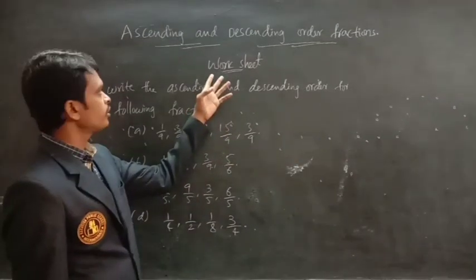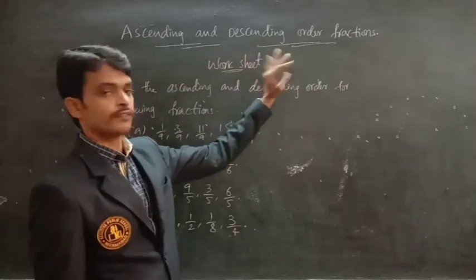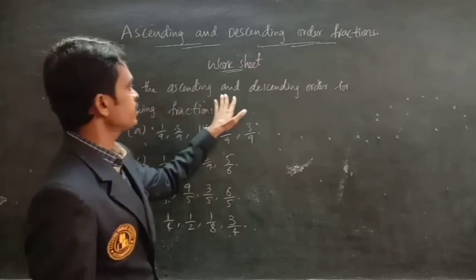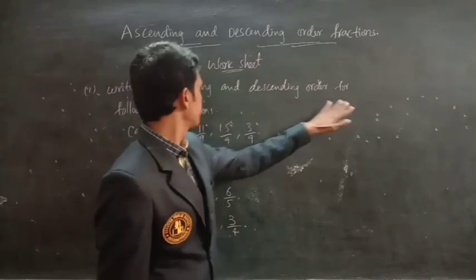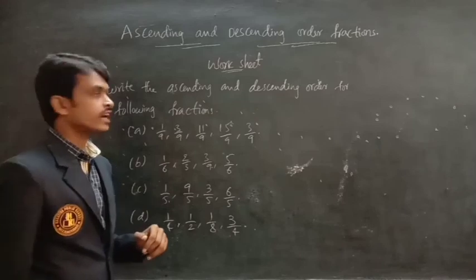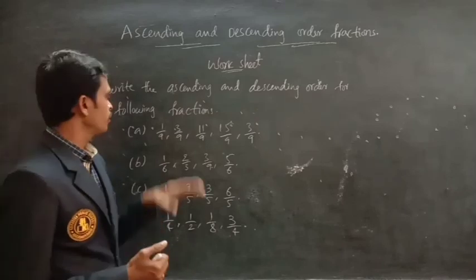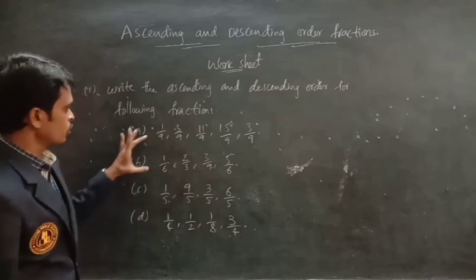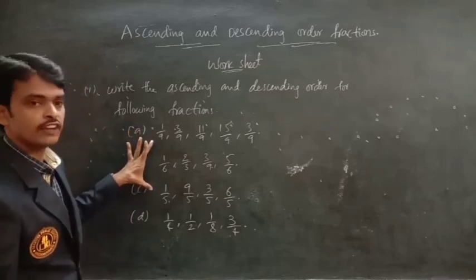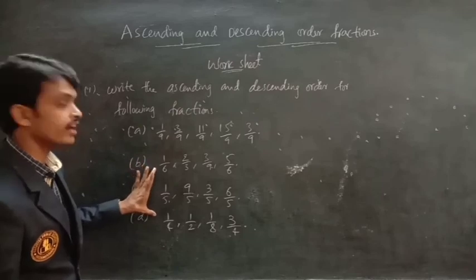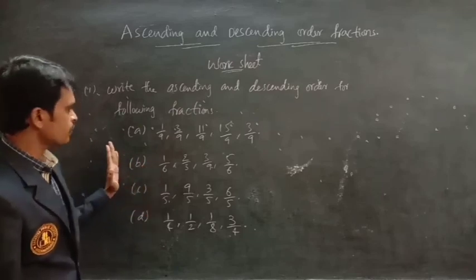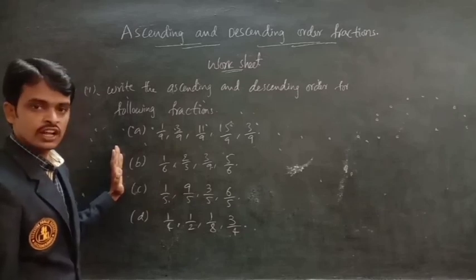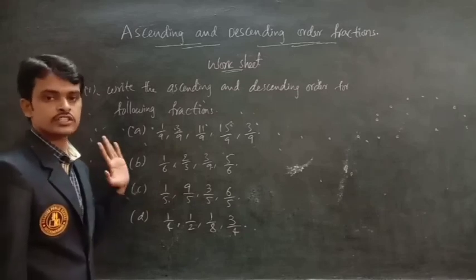Homework problems on ascending and descending order of fractions. Write the ascending and descending order for the following fractions. You should write the ascending and descending order for these fractions. I have given 4 bits: 2 bits are like fractions and 2 bits are unlike fractions. So let us find the ascending order and descending order for these like fractions and unlike fractions.